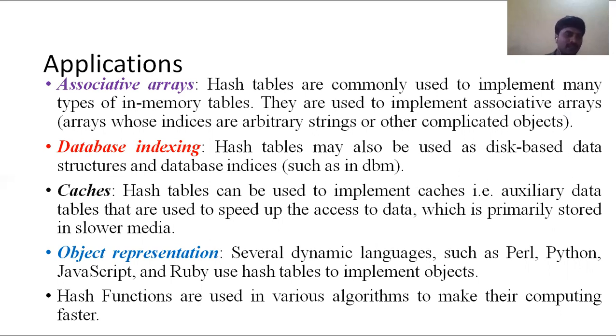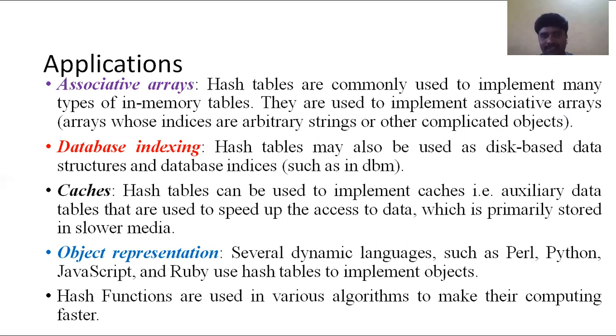So the total applications for hash functions are: first, associative arrays; second, database indexing; third, caches; and fourth, object representation. In the present session we are discussing the importance of static and dynamic hashing functions. Static functions have drawbacks, and we overcome those drawbacks by using dynamic functions.